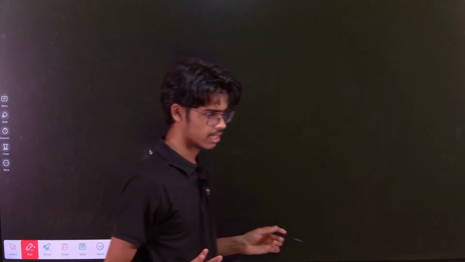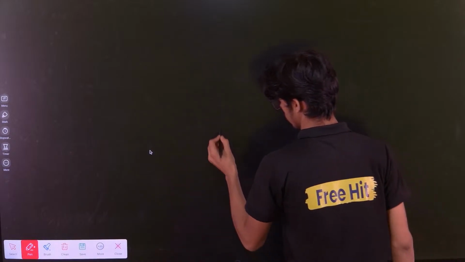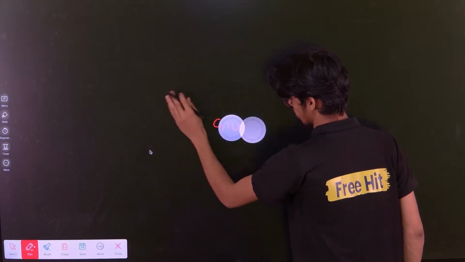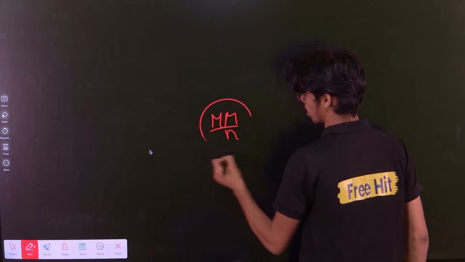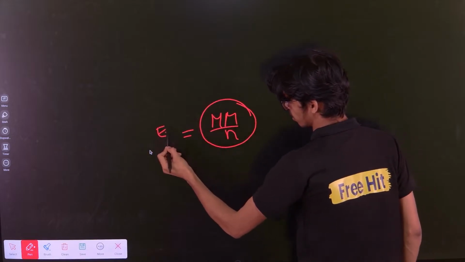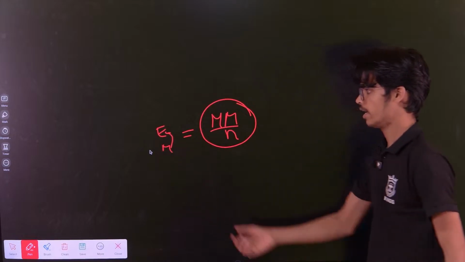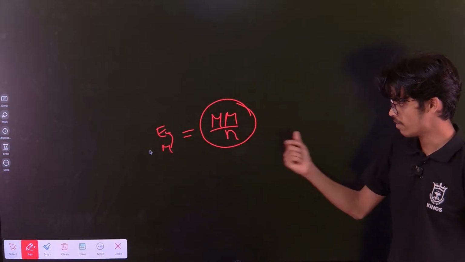What is equivalent weight? Tell me. Sir, equivalent weight is whatever the molecular mass is divided by N factor. Okay, that's it. This is the equivalent mass. Equivalent mass is molecular mass divided by N factor.